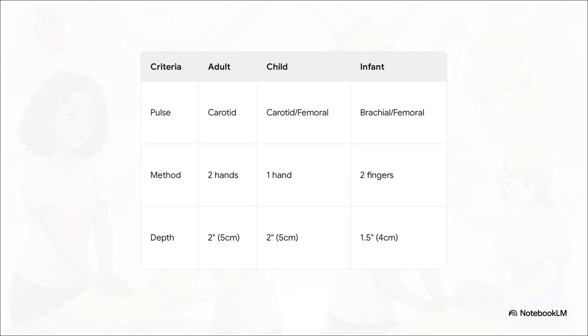You drop down to just using 1 hand to compress, but you still need that full 2-inch depth. Now, if it's an infant under 1 year old, everything shifts. You check the brachial pulse in the arm or the femoral. Your method changes drastically to just using 2 fingers or 2 thumbs. The depth decreases to 1.5 inches, and your physical landmark shifts slightly to just below the nipple line. As the anatomy changes, the actual mechanics of your rescue have to change right along with it.